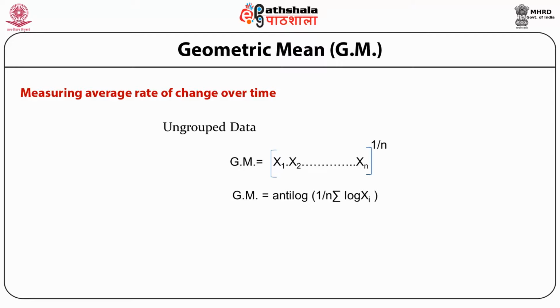So how do we calculate it? If it is ungrouped data, that is, frequencies are not there, only the individual values are given, then geometric mean is equal to x1 multiplied by x2 multiplied by x3 up to xn, that is, the product of all the observations, and then we take the nth root of this product. Calculating it directly is a bit difficult, so we make use of logarithms. Log of geometric mean is equal to log of the product of the numbers raised to the power 1/n. So geometric mean will be antilog of (1/n summation log xi).